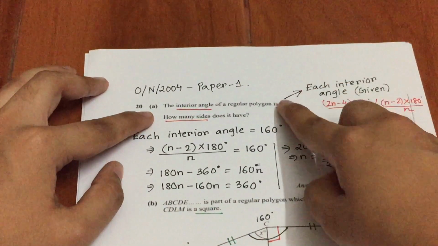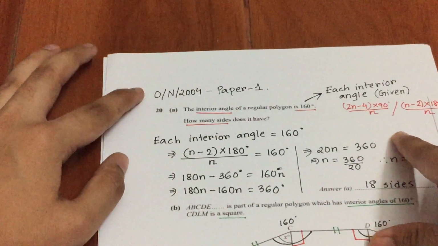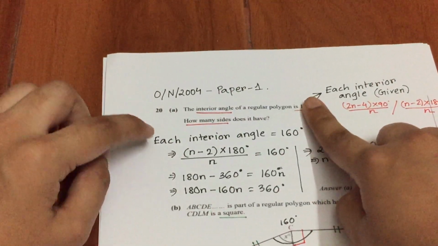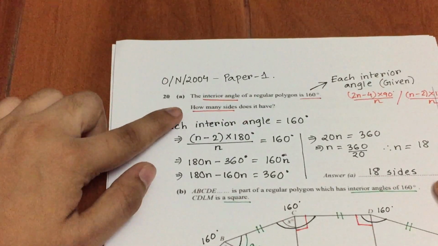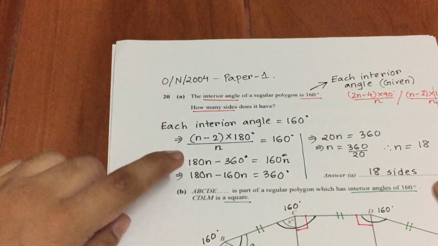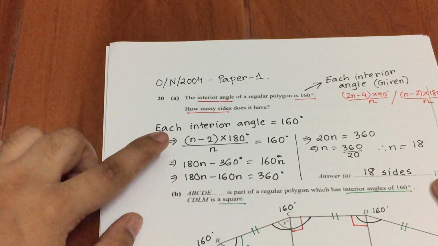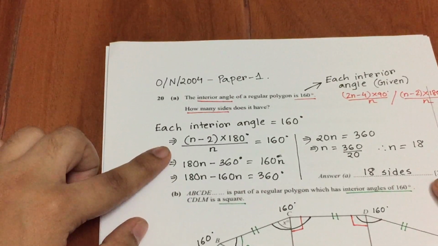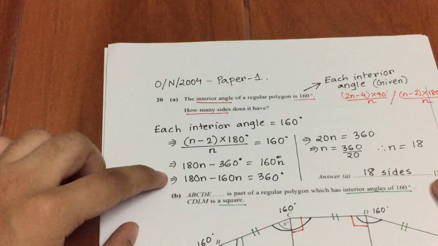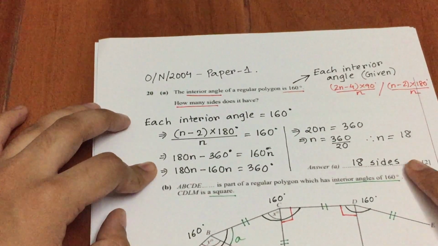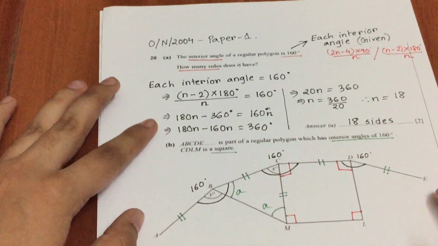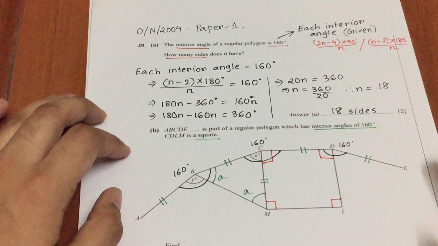So using each interior angle formula, and since the angle is already given here, we can make n the subject of this formula to find out the number of sides it has. So that's what I have done. I have used this formula equal to 160, and from there I made n, which is my number of sides, the subject. That gives me 18 sides. Then come to the next question.